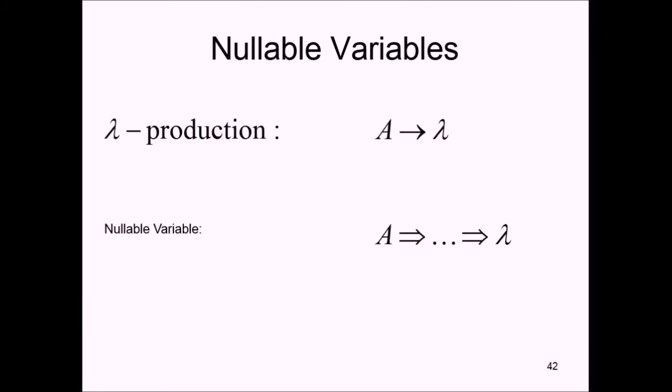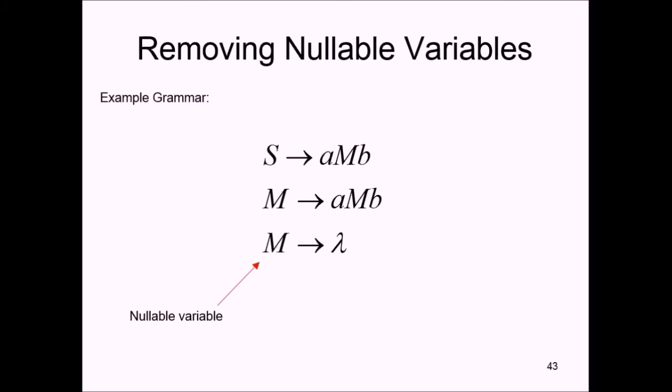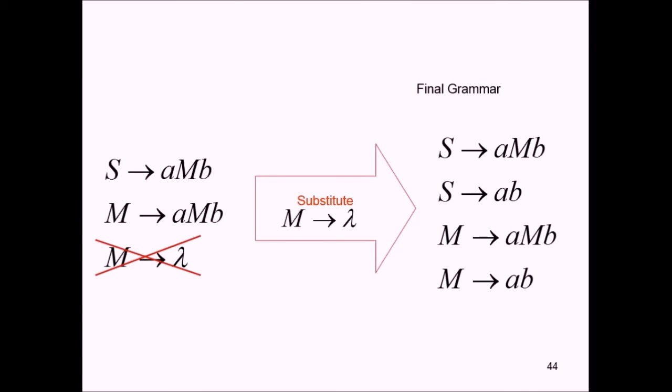Nullable variables. The second procedure for simplification of context-free grammar is the removal of nullable variables. Lambda production. Lambda is a nullable variable. Example grammar: if S tends to AMB, M tends to AMB, and M tends to lambda. M here would be a nullable variable because M is tending to lambda. We substitute M, which is tending to lambda. So the equivalent grammar will be S tends to AMB, S tends to AB because we have removed M because it is tending to lambda. M tends to AMB, so M will also be equal to AB.